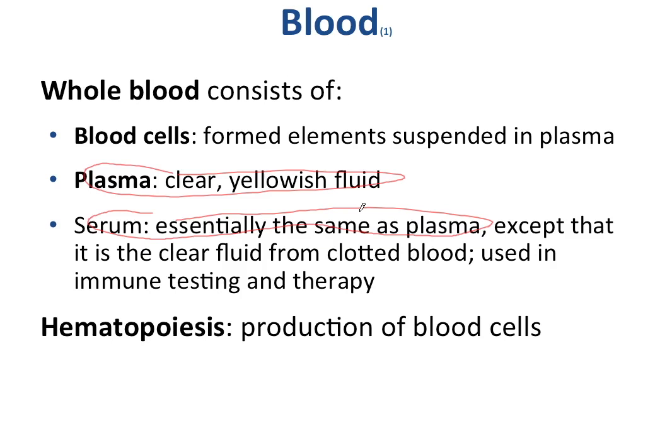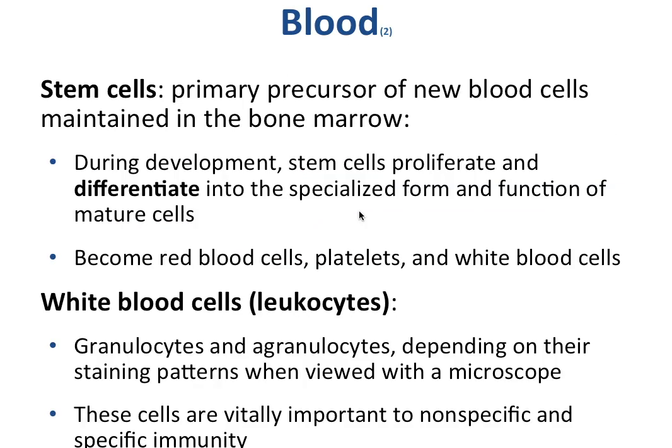Hematopoiesis means production of blood cells. So all the blood cells are made from the stem cells in the bone marrow. So the stem cells can proliferate and differentiate to all kinds of blood cells. So there can be the red blood cells, platelets, and white blood cells. White blood cells are also called leukocytes. Leuko means white, okay?